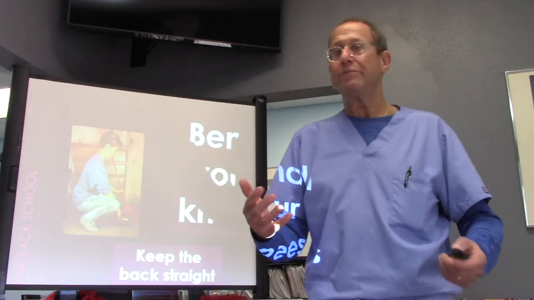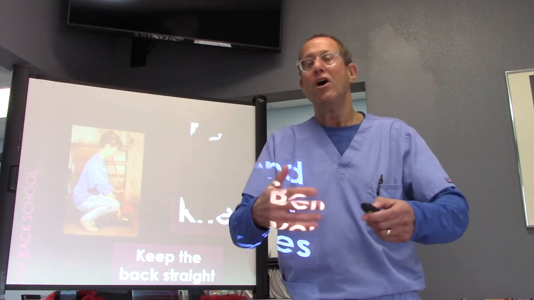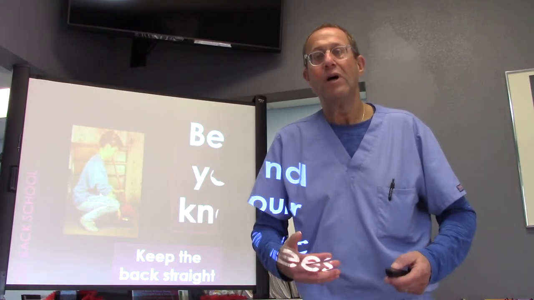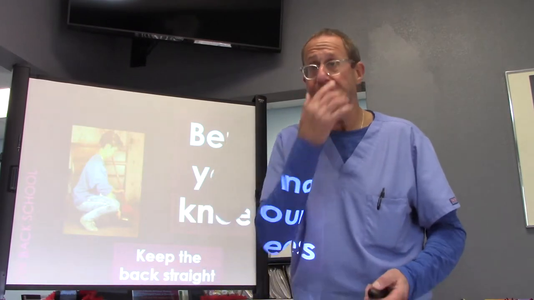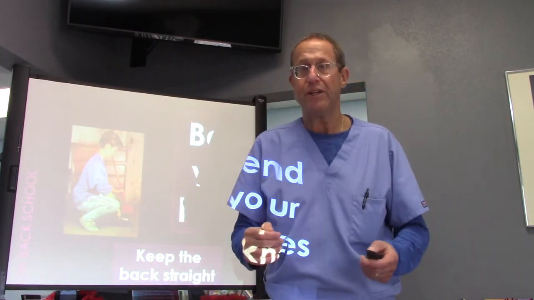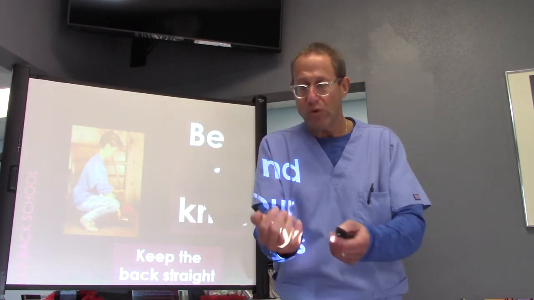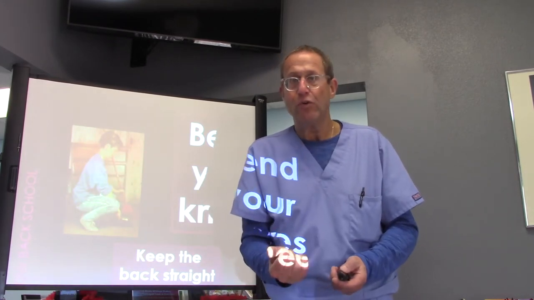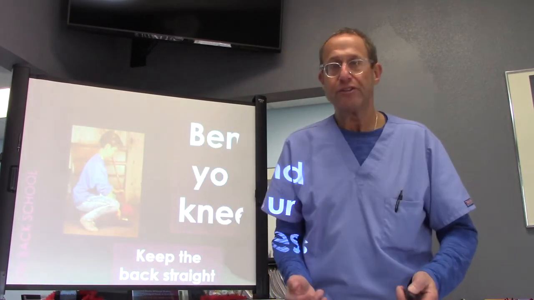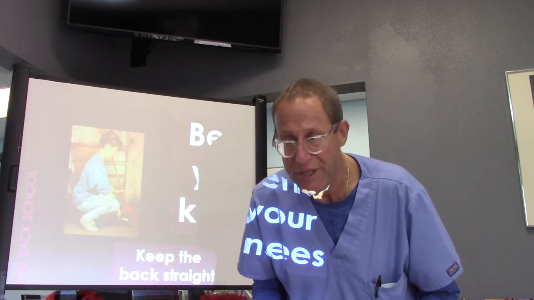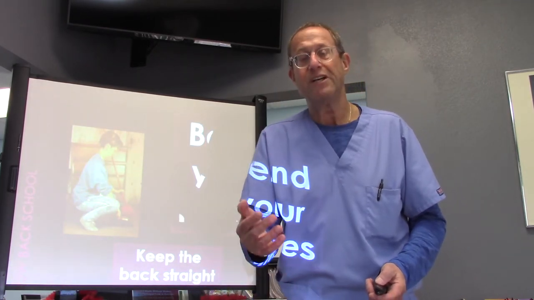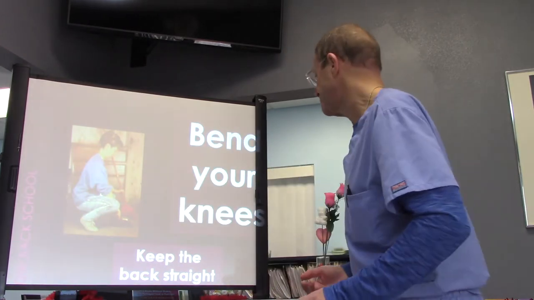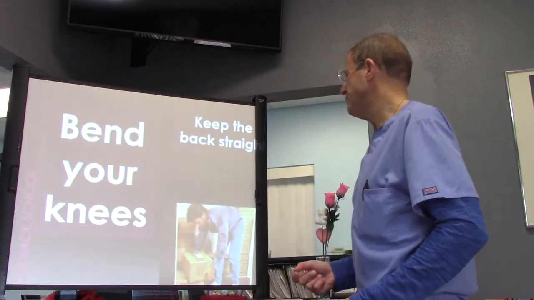Yes, there are times where you can't get close to an object for whatever reason, and therefore you have to bend at the waist, but you can bend at the knees. Like, for example, if you're getting something out of the oven, you pull open the oven door, so now you have the hot oven door between you and the oven. So therefore, bend the knees and then bend forwards a little bit. You don't have to bend forwards at the waist as much if you're bending your knees. So you always want to keep the back straight.